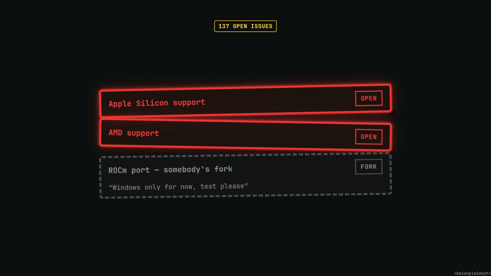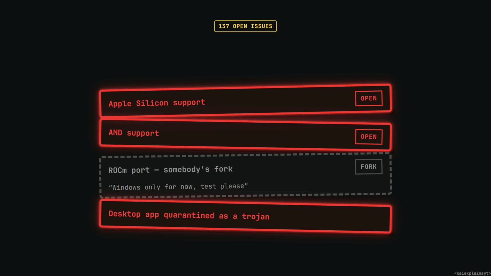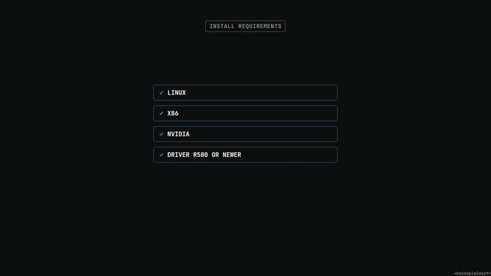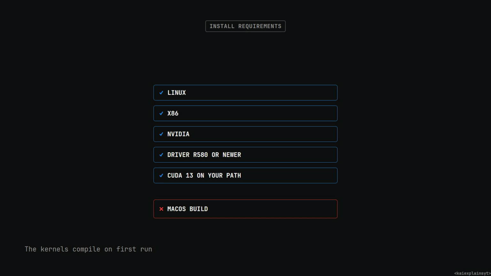There's an open issue about the desktop app being quarantined as a Trojan by Windows security. The install docs are refreshingly blunt about requirements. Linux, x86, NVIDIA, driver R580 or newer, and CUDA 13 on your path because the kernels compile on first run. There is no macOS build at all, not a slow one and not a fallback.